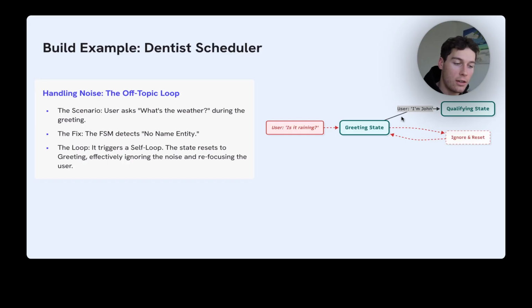The logic checker looks for a name. It sees that the name_detected variable is still equal to false because the user did not provide any name. So it will classify this input as noise. Instead of moving forward or crashing, it triggers a specific action: ignore and reset. It ignores the weather question entirely, stays in the greeting state, and reprompts the user, "Sorry, I didn't catch your name. Who is this?" It forces the user back onto the rails. This is how you make an agent stubborn enough to actually get the job done.